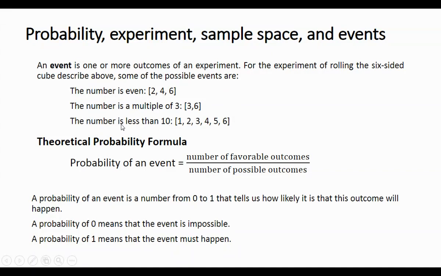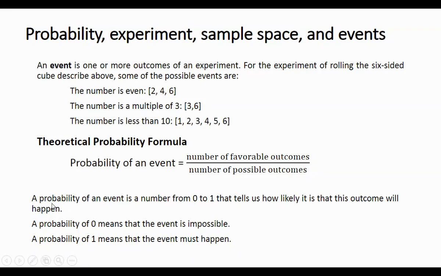Now, if the number is less than 10, for one dice only, of course, all the sample space here is listed. So that means 1, 2, 3, 4, 5, and 6. Theoretically, this is the probability formula of the event. Our numerator here is the number of favorable outcomes, while our denominator here is the number of all the possible outcomes.